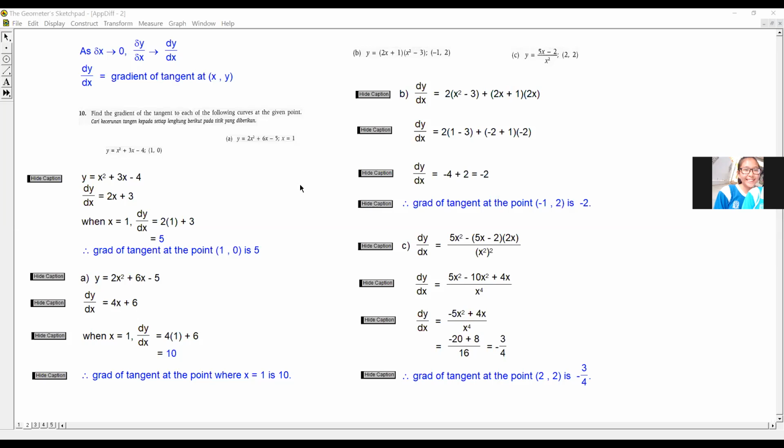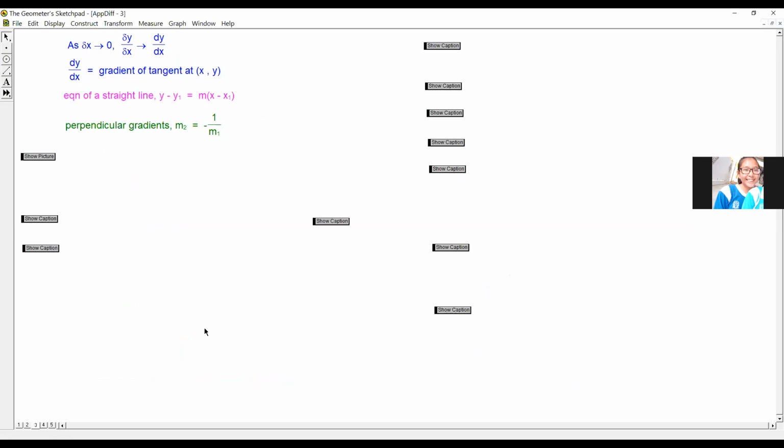How to find the equation. Please take note that whatever you need to know, I summarized at the top left-hand corner. This is what you should know. If you look at the top left-hand corner, I have written 3 different colors there. These are the 3 things that you need to know in order to solve the problems here. The first thing is dy/dx is the gradient of the tangent. First thing you must know.